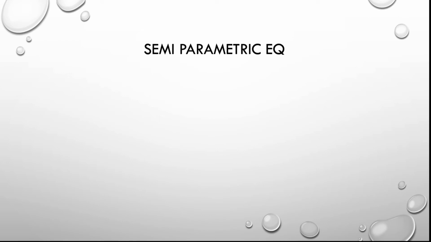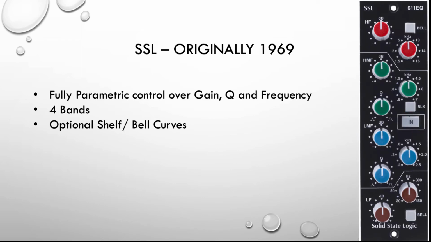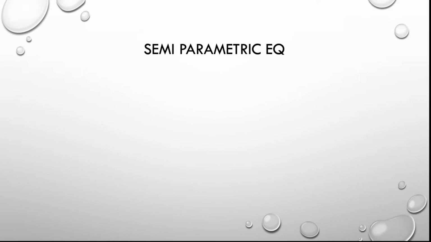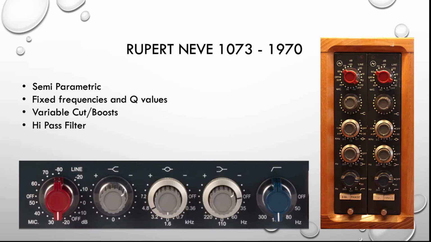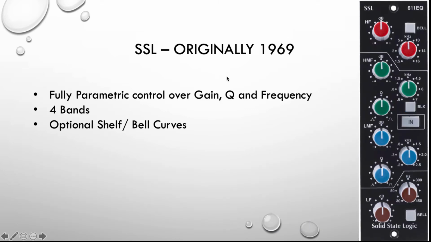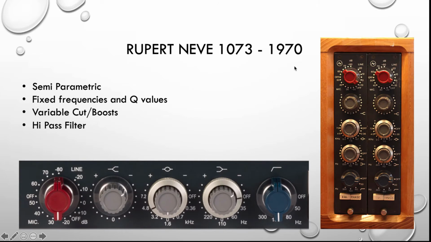We also have semi-parametric EQs. So where this was a fully parametric and gave us control over all the key values, a semi-parametric EQ makes some decisions for us. So this is an example of the Rupert Neve 1073, which was originally, initially, the SSL wasn't really in functional consoles being used until like 75-ish, where Rupert Neve was a little bit earlier to the game.